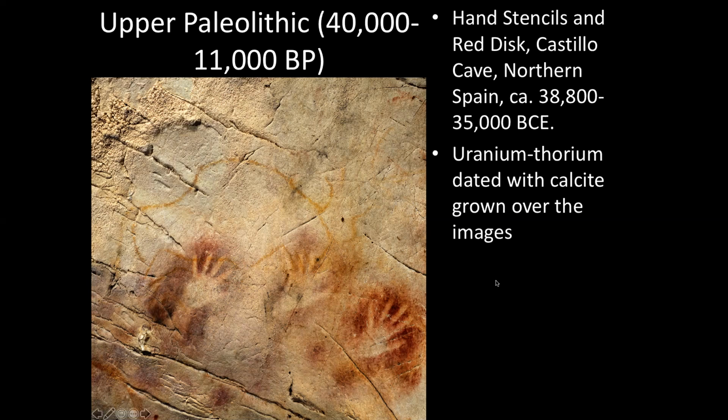So if you're interested in the science behind it, this particular cave, and again, this is kind of serendipitous, a particular type of calcite had grown over the images. So what you could do is you could date it using uranium thorium dating. It's a very accurate dating system for that. You can go back pretty far back in time. And because of that, we know that this red dot is at least this old, 38,000 to 35,000 BCE. So it could be older, but we know it's at least that old because something grew over it at that time.